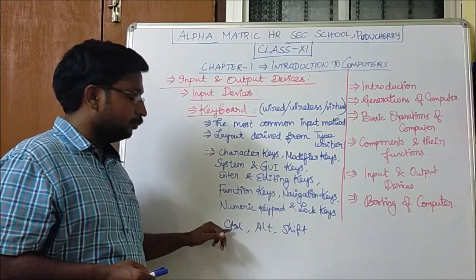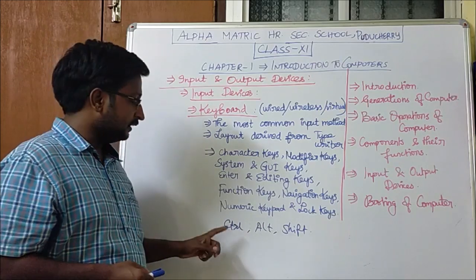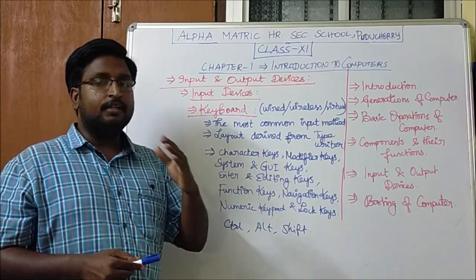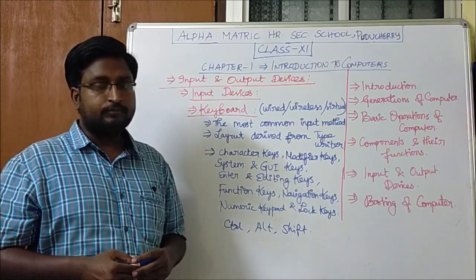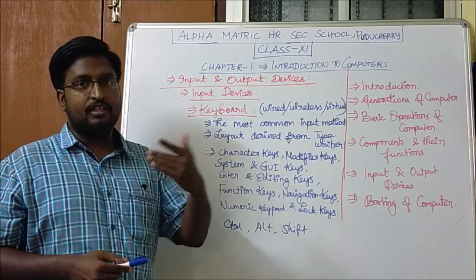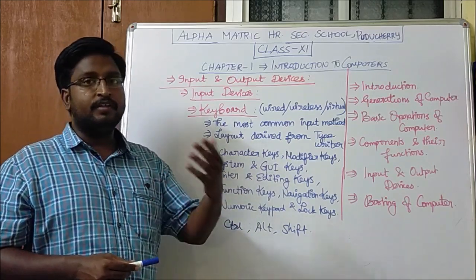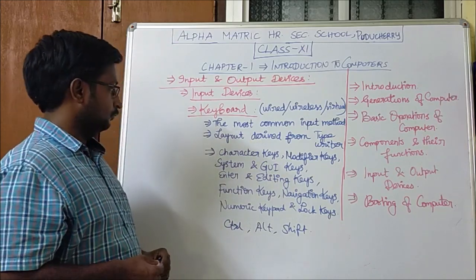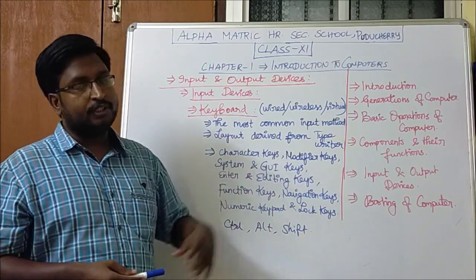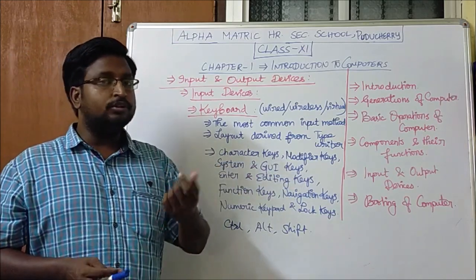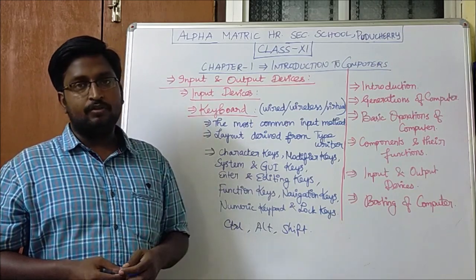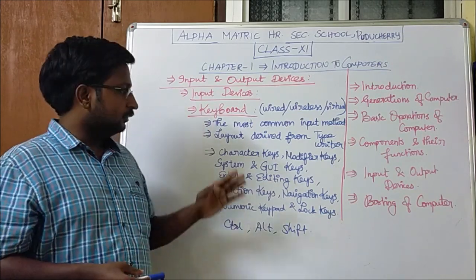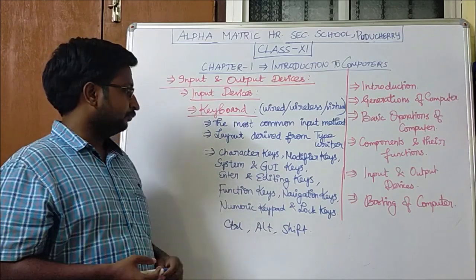Say for example, Control plus X will cut the selected data. Control plus C will copy the selected data. Like that, it is able to modify the content. Next are the system and GUI keys, that is the Windows key, volume increase and volume decrease. All these keys come under the system and GUI keys.